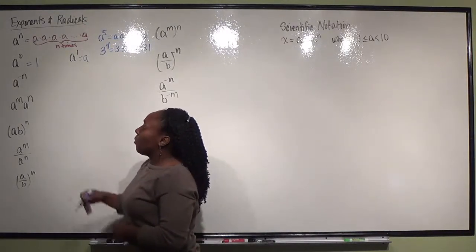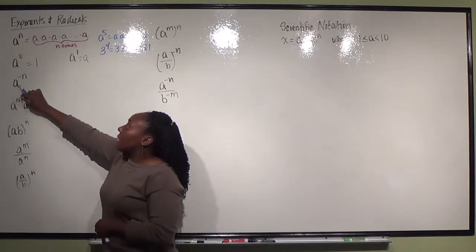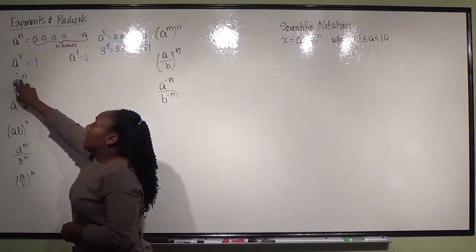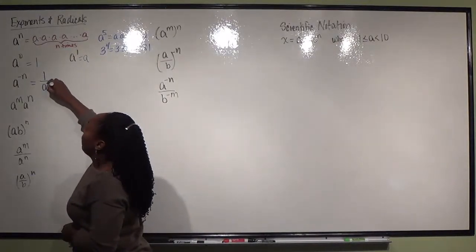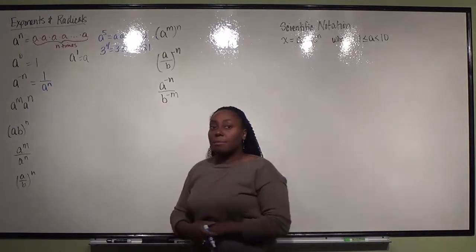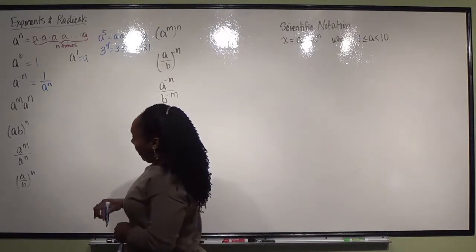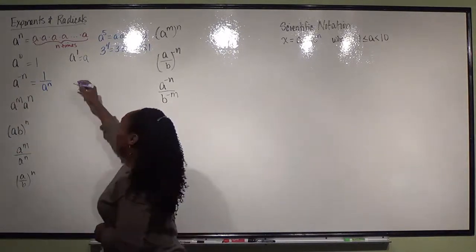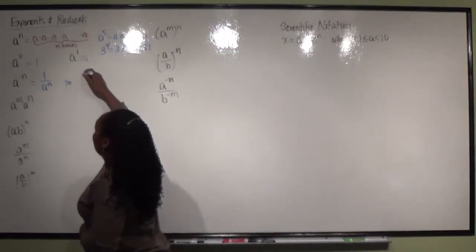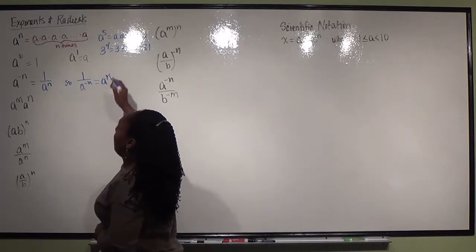Okay. These other properties are again mostly to simplify expressions. So if I look at a to the negative n, anytime I have a negative in that exponent, this is saying I'm going to take 1 over a to the n. So it just moves it from one place to the other. If it's in the numerator, it'll go to the denominator and vice versa. So note, if I have 1 over a to the negative n, this is the same as a to the n.